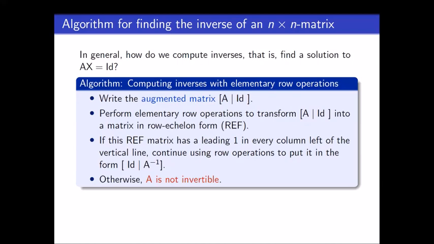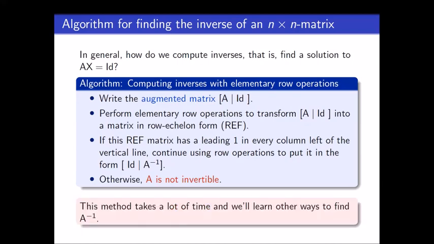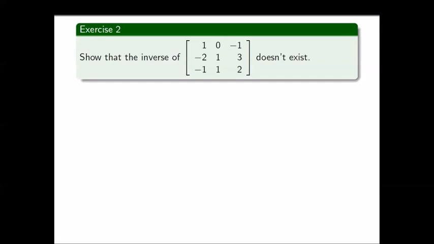And if it doesn't happen, then A is not invertible. So this method takes a lot of time, and over the period of this course, we're going to learn other ways to find A inverse. So let's look at another exercise.